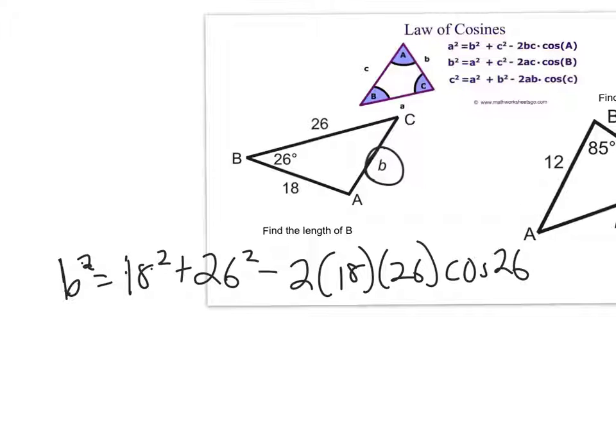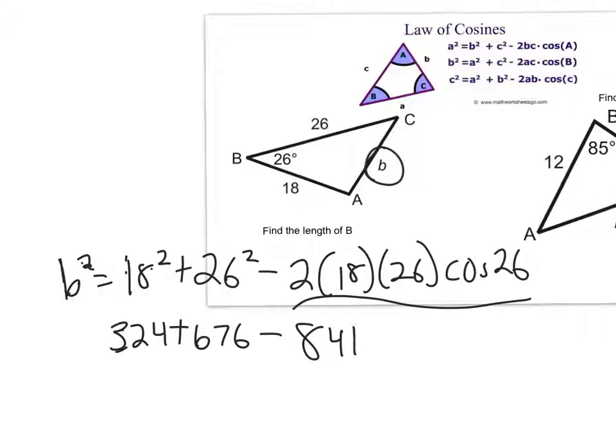All right, 18 squared plus 26 squared. So that's going to be 324, plus 26 squared is going to be 676. Then I want to multiply all of this together: 2 times 18 times 26 times the cosine of 26. Notice I'm always using cosine. That's where this rule comes from, the law of cosines. So I'm putting all this together. B squared is going to be equal to 324 plus 676.